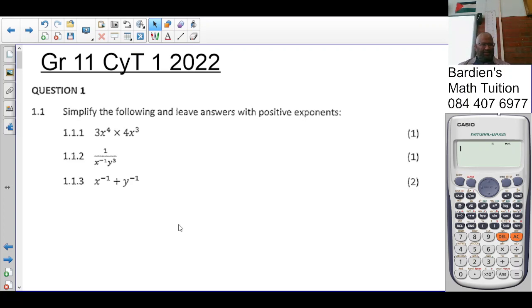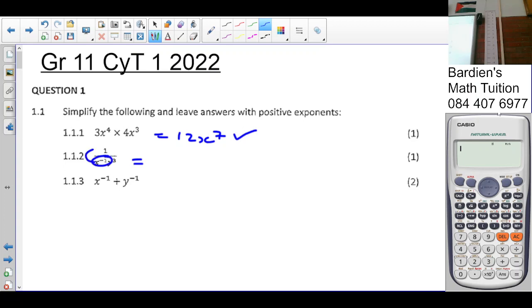Right. Question 1. The question says cycle test 1 2022. It says simplify the following and leave your answer with positive exponent. So what do we have here? We have 4 times 3 is 12. x, when you multiply and the bases are the same, you add the powers. The next one, negative exponent goes to the numerator. So it's x over y cubed.